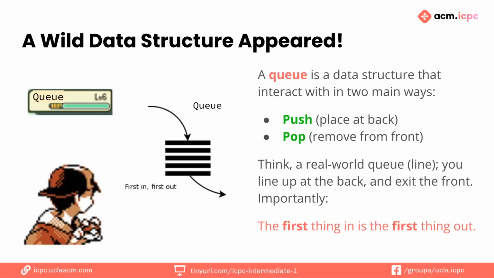So let's talk a little bit about a data structure called a queue. Maybe you've heard of them before, maybe you haven't. Essentially, a queue is a data structure that you can interact with in two main ways, which are to push things to it, which is to place them at the back, the same way that a regular queue or a line works at a store. And then you can pop things, which is to remove them from the front. What's important to note is that this is a first in, first out data structure, which is to say that things that are put into the queue first will come out before other things that are added to the queue. So it's just like a line in a store, if you think of it that way.